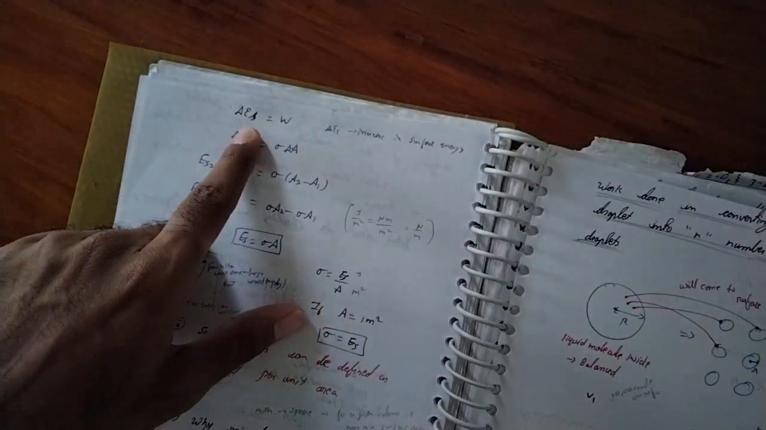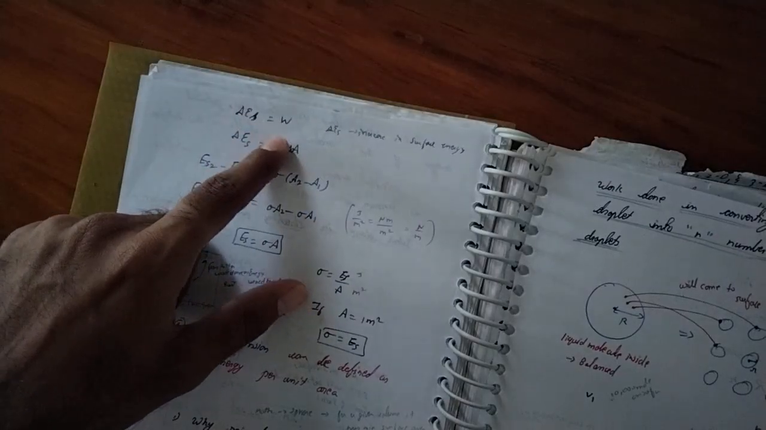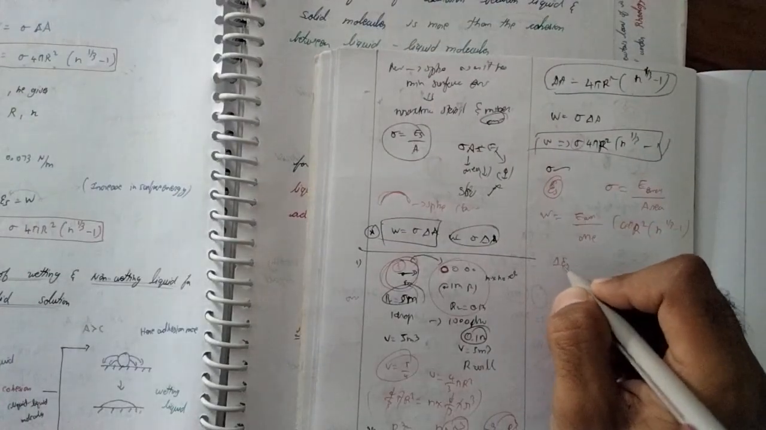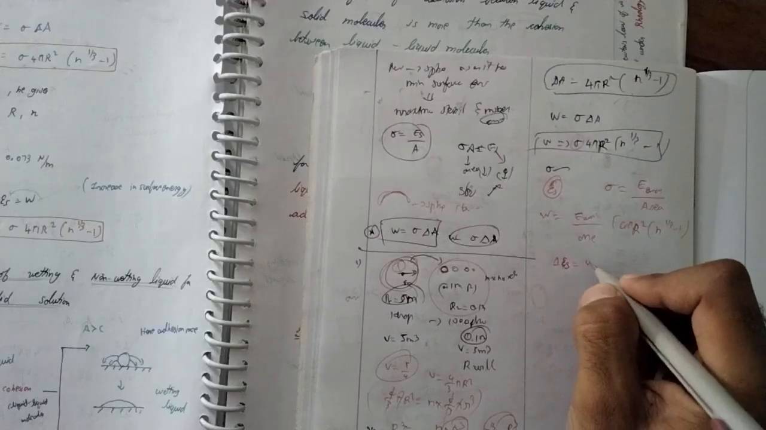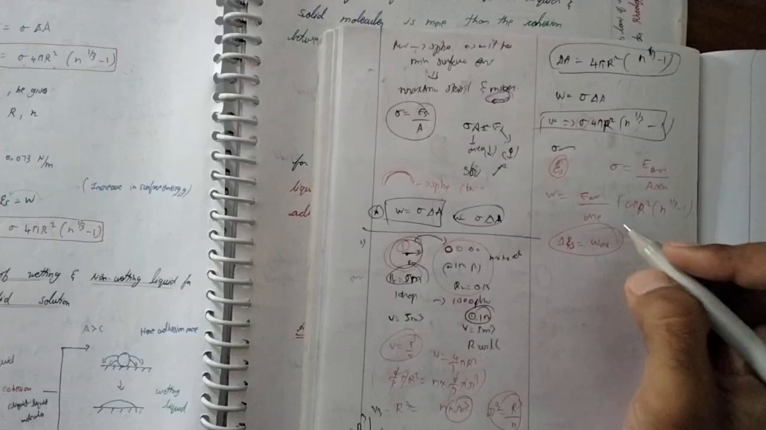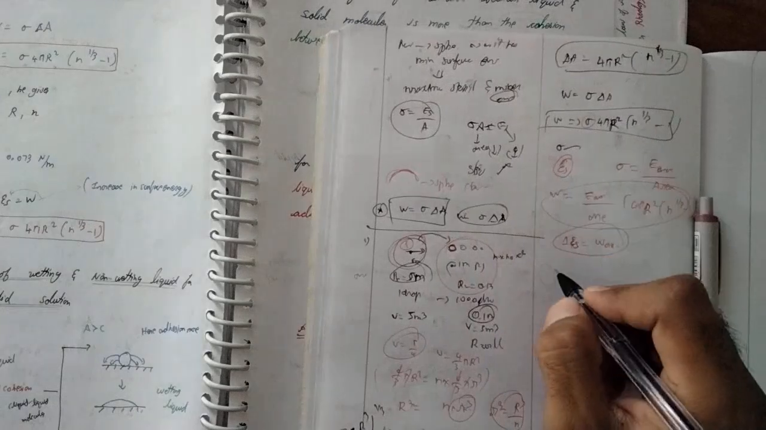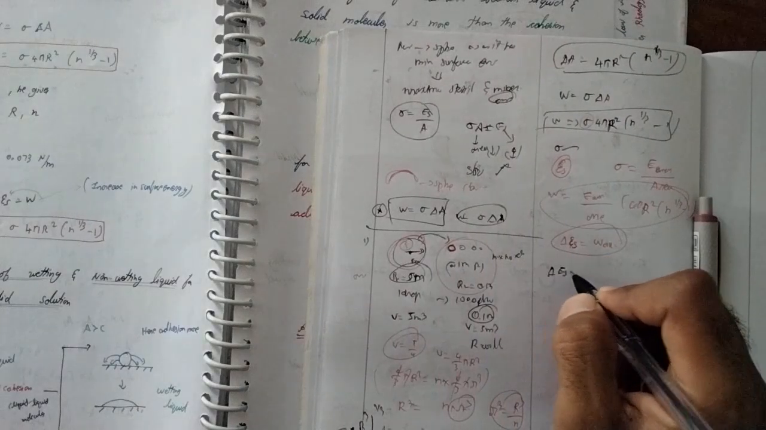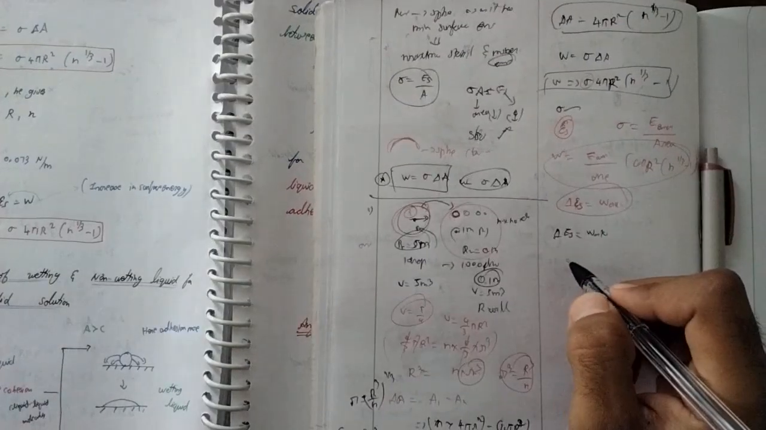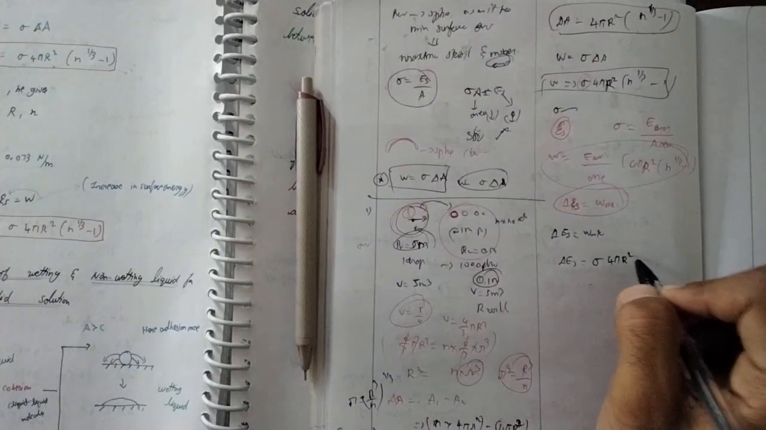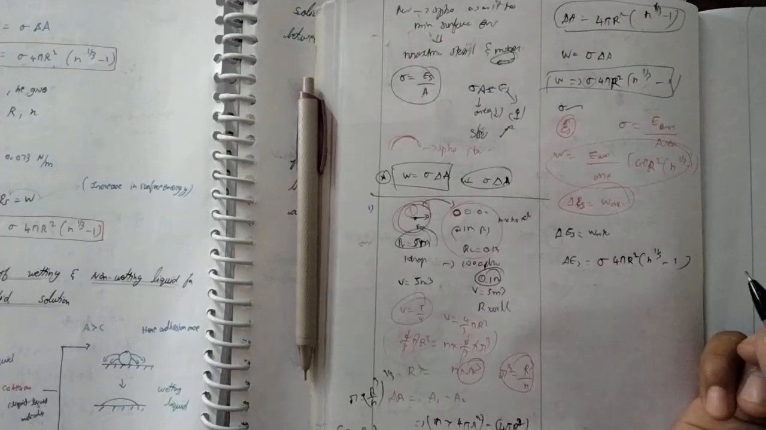Okay. As I mentioned, these two things are so much similar to each other, so we will also mention it here. The change of surface energy equals work. You can make this easy. So del E of S equals work done. So del E of S equals sigma times 4 pi R square times n to the power 1 by 3 minus 1. Okay.